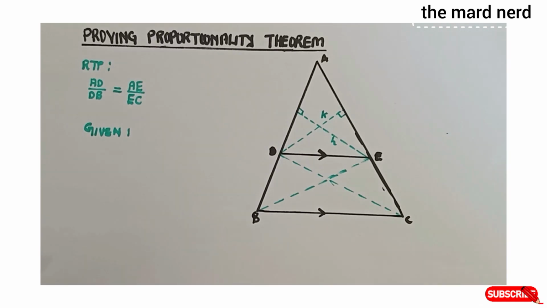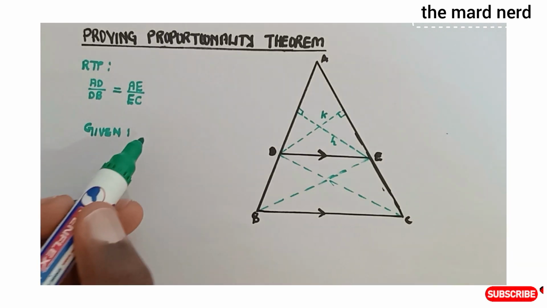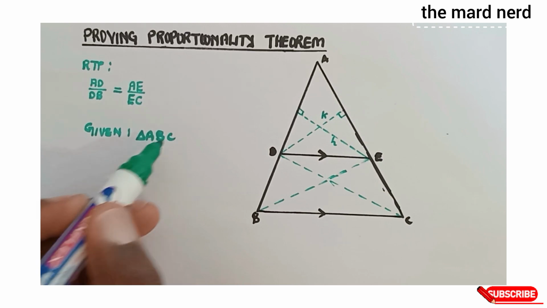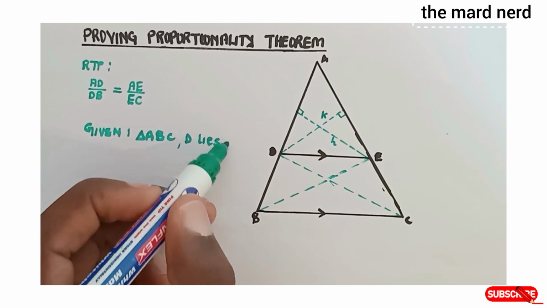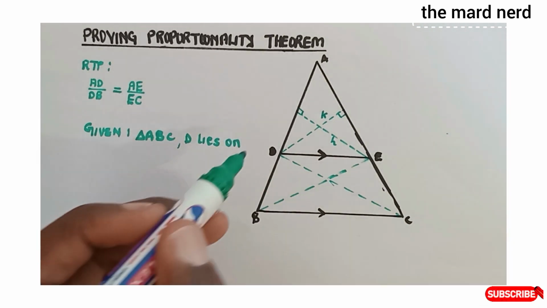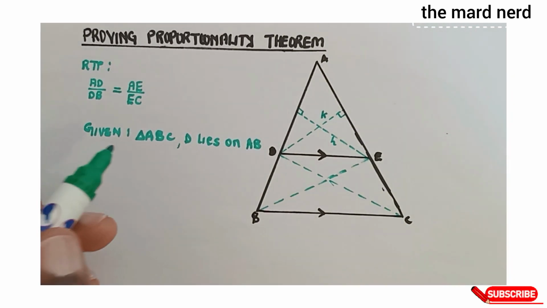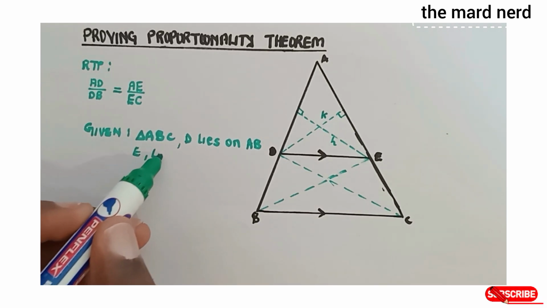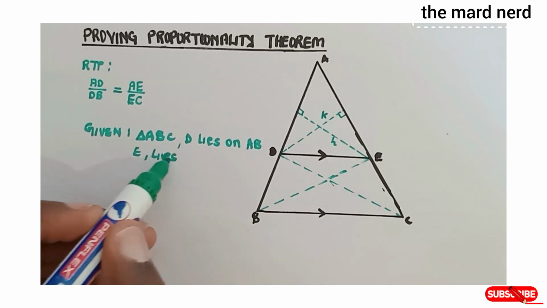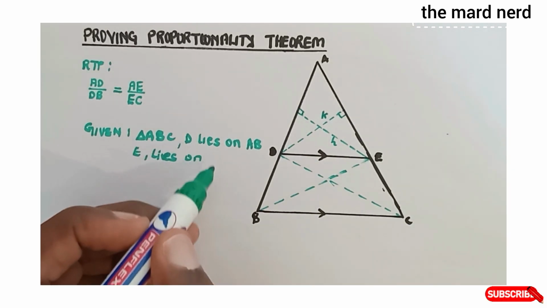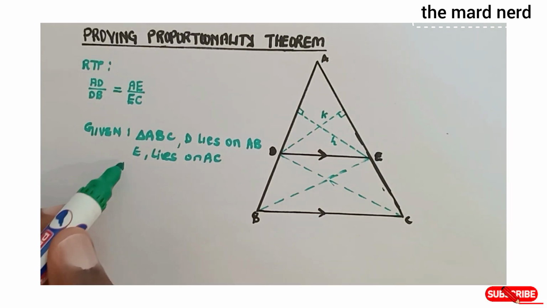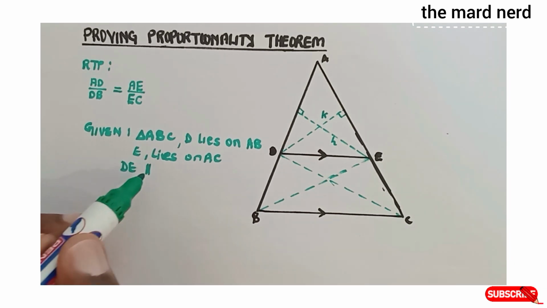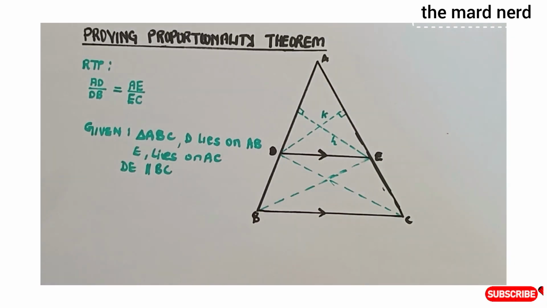So the given one here, we are given that we have a triangle ABC with a D that lies on AB, and then with the E that lies on AC, and then we have a line DE that is parallel to line BC. That's it for the given one.